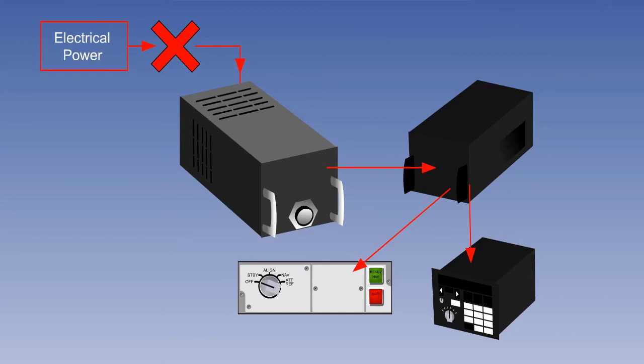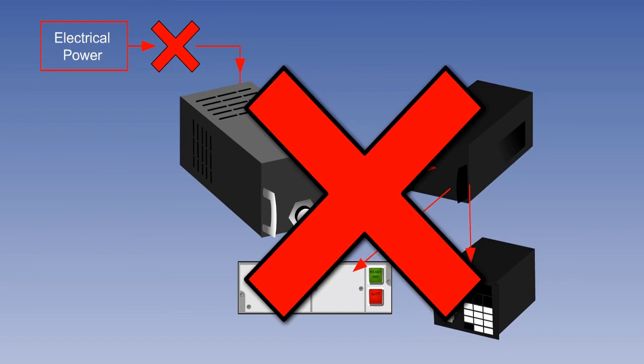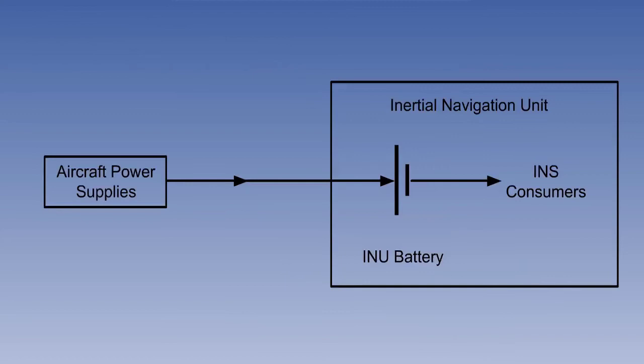Therefore, in the event of INS power failure, all computing and navigation facilities will be lost until the end of the flight. This must not be allowed to happen, and so the INS contains its own battery, which is constantly charged from the aircraft power supplies. In the event of an aircraft mains power failure, the battery simply takes over, and power supplies to the INS are maintained.